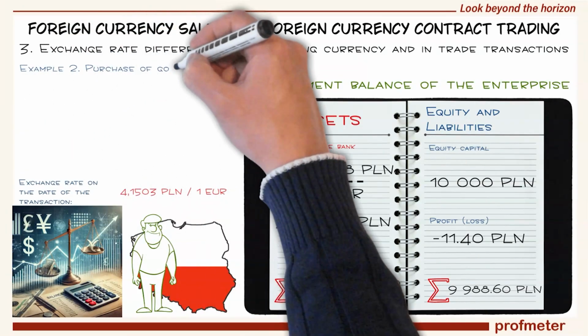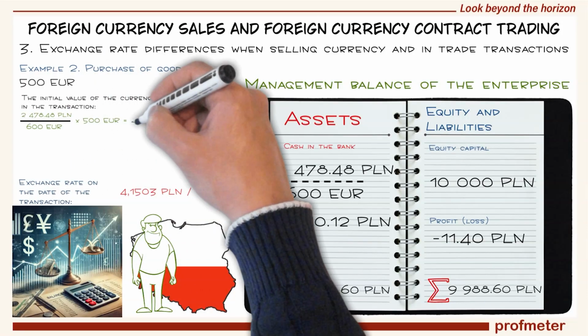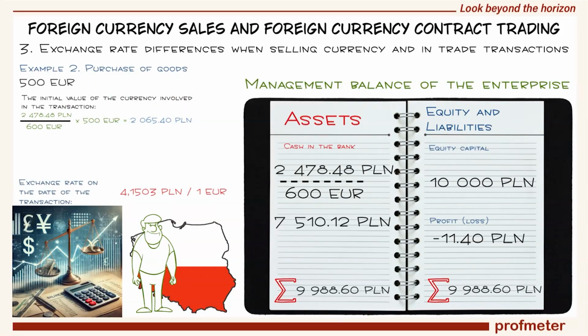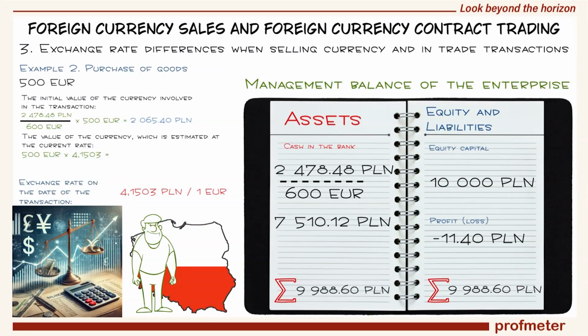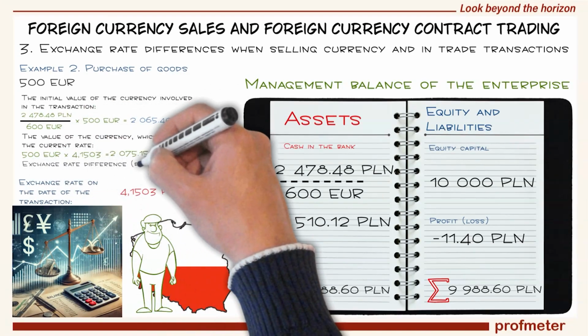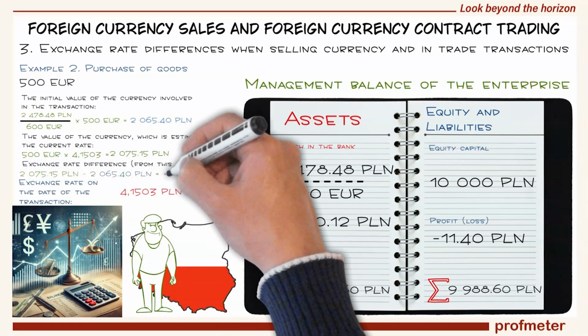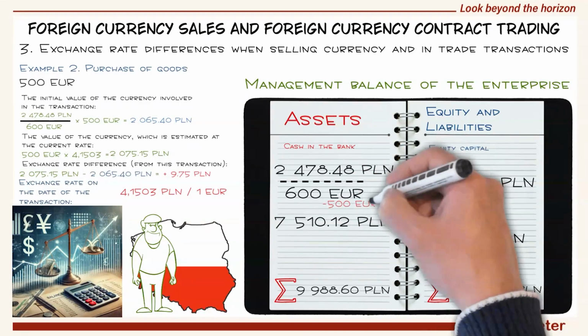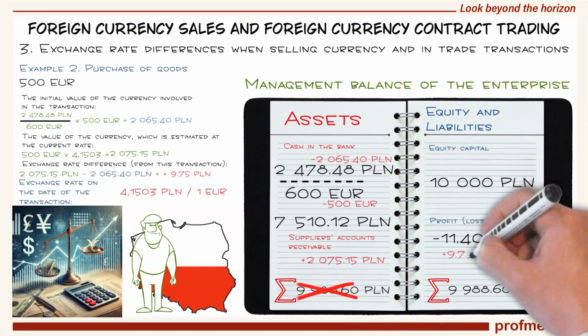Now let's consider a situation where at the same time we decided to purchase goods from a foreign supplier for 500 euros. The original cost of 500 euros in accounting is 2,065.4 zlotys. When calculating the current valuation of the currency, we use exactly the same exchange rate of 4.1503. 500 multiplied by 4.1503 equals 2,075.15 zlotys. The difference between the book value and the actual amount spent: 2,075.15 minus 2,065.4 equals 9.75 zlotys. Because the goods are non-monetary assets, this difference is recorded as a financial expense, which we'll discuss later.